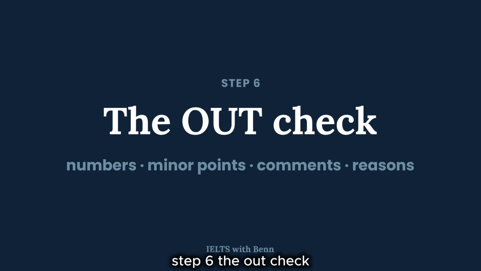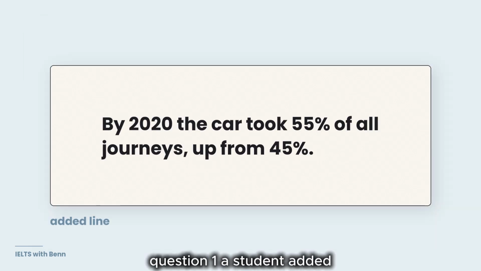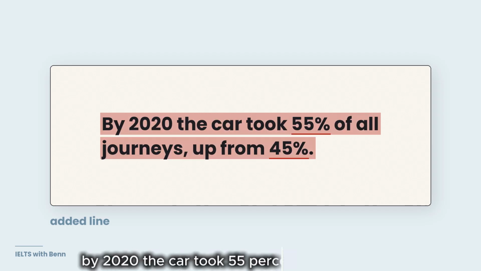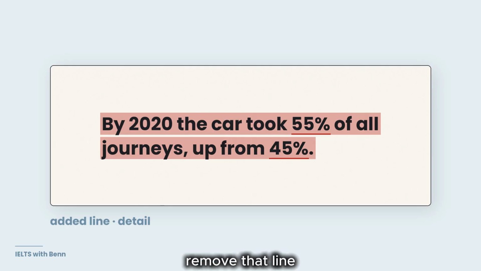Step 6. The out check. 4 questions: numbers, minor points, comments, and reasons. Any numbers or detail? Any minor points? Any comment? Any reasons or conclusions? Question 1. A student added, by 2020, the car took 55% of all journeys, up from 45%. Every number is detail. Remove that line.